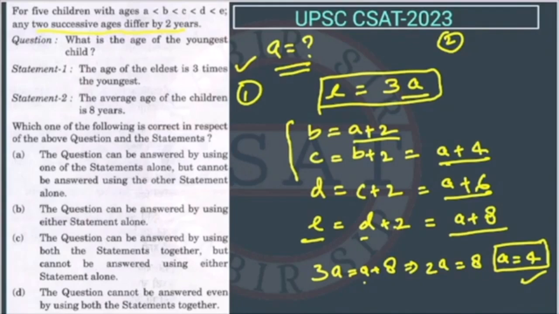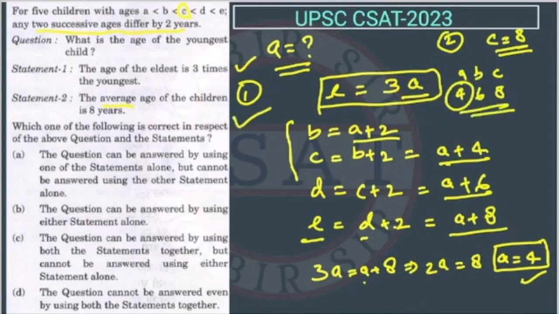So average age means the middle age, means the age of C is 8. Right. Why are we considering this? Because the difference is the same, 2 years, on both sides, and the middle point is C, and the average also gave us the middle point itself. So it means the age of C is 8 years. Right. So if the age of C is 8 years, then the age of B will be 6 and the age of A will be 4. So from this also we can infer the age of A, from the second statement also.